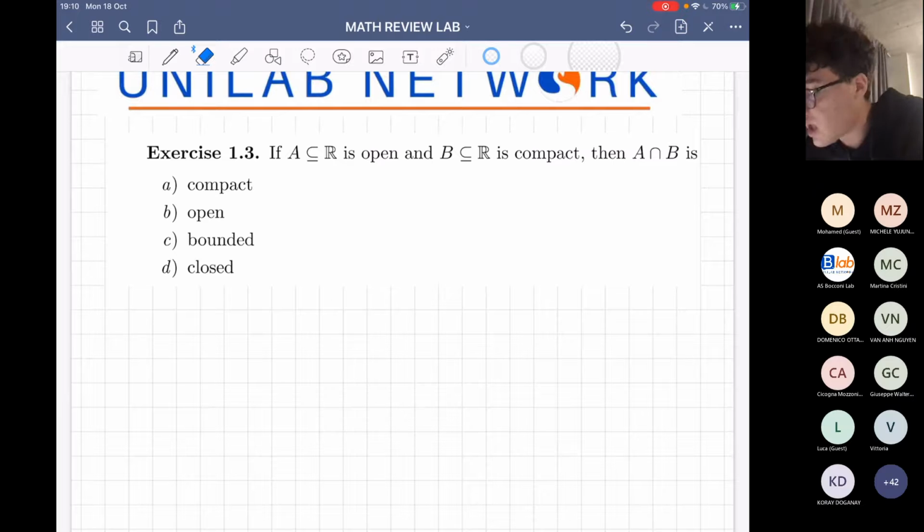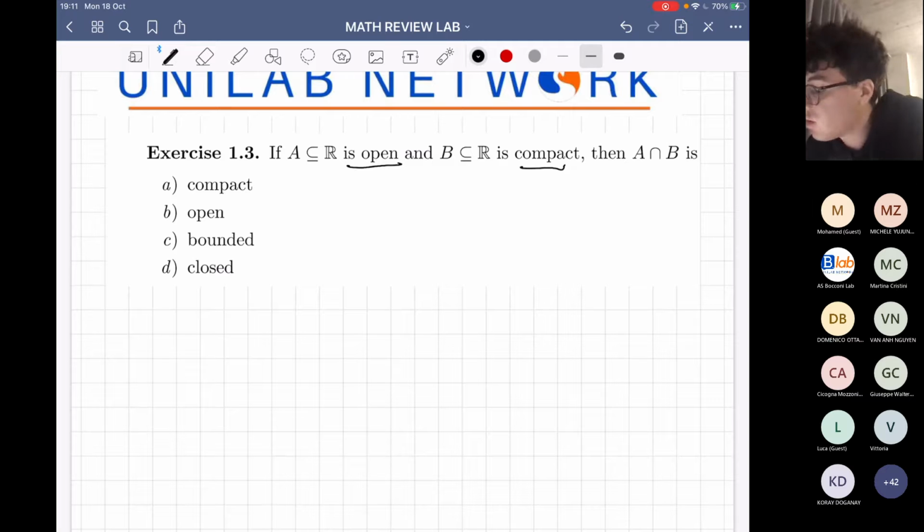So A intersection B. First of all, we have to remember that one is open. What does it mean that one is open? It means that the intersection for sure cannot be closed, because the intersection also comprises the part of the set which is open. And since B is compact, we know that B is closed and it is bounded. So we cannot say that this set is open.